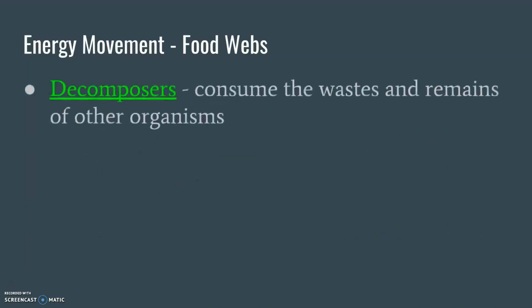So here are the roles. We already know some of these, so this should not be totally new. Decomposers. These guys eat dead stuff. The waste, the remains of other organisms. So when that animal dies on the side of the road, or when there's a big pile of cow poop and some mushrooms start growing out of it, it's eating that waste. Decomposers restart the food chain or the food web.